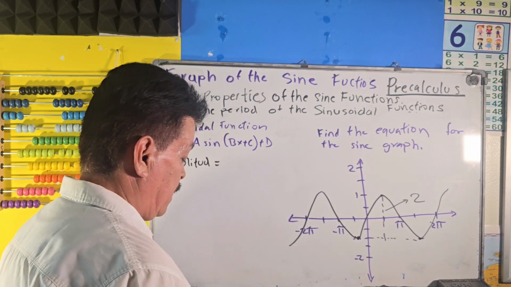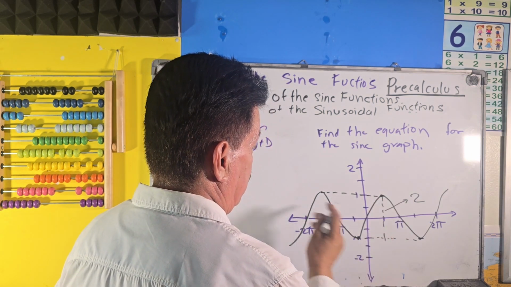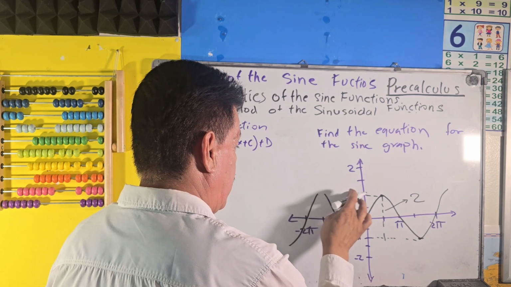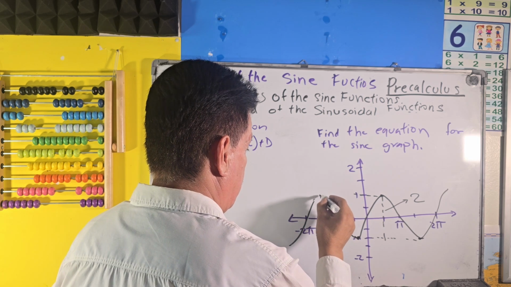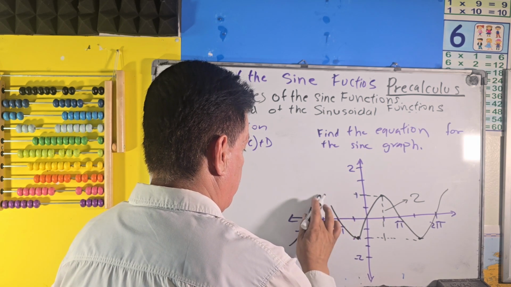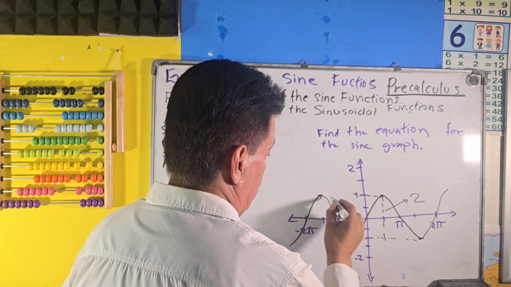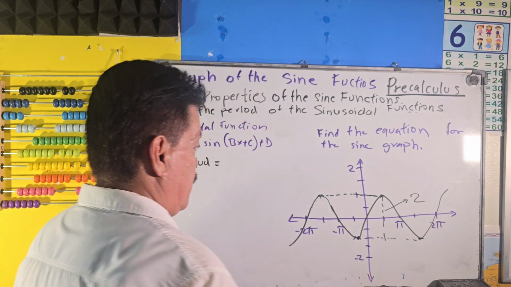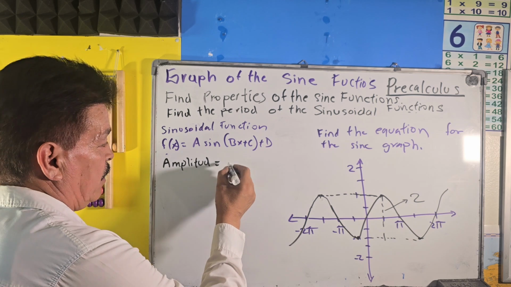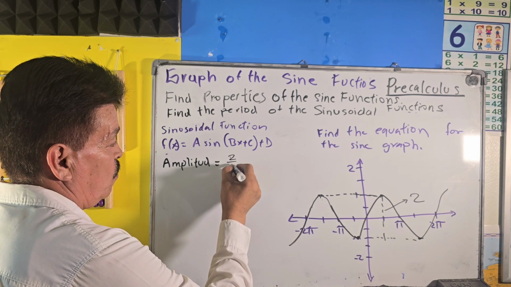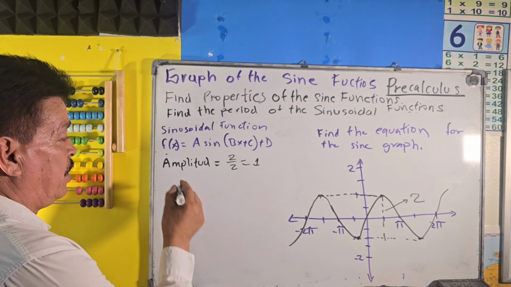2 right there, and then also here is a little higher here, but it's right there. Those are points. So now find the amplitude. We say 2 divided by 2 is equal to 1. All right, the amplitude.